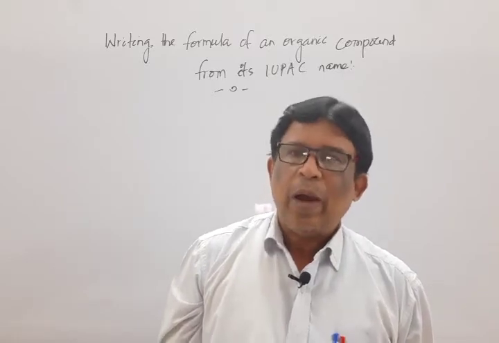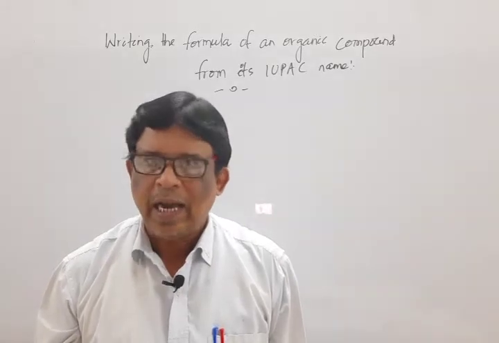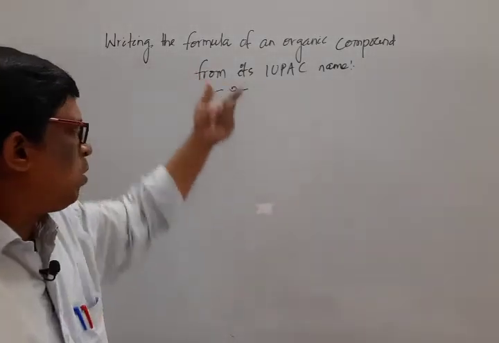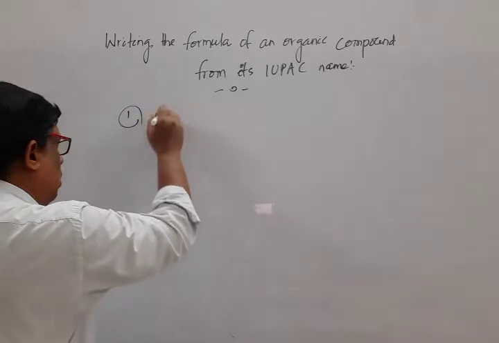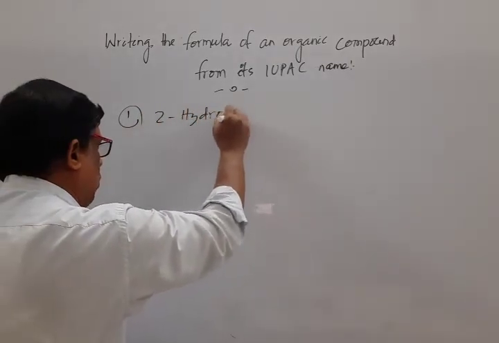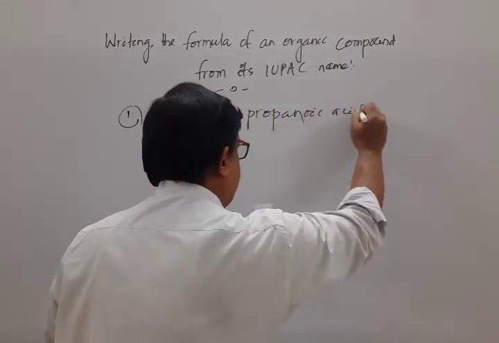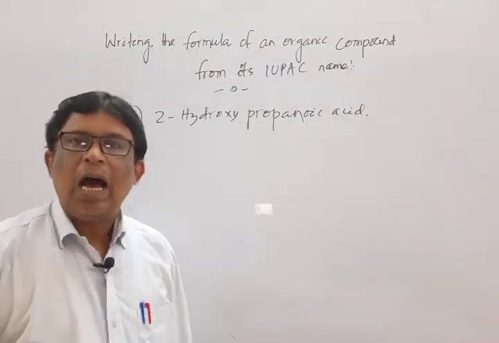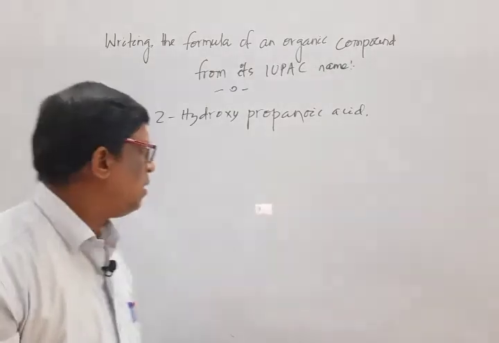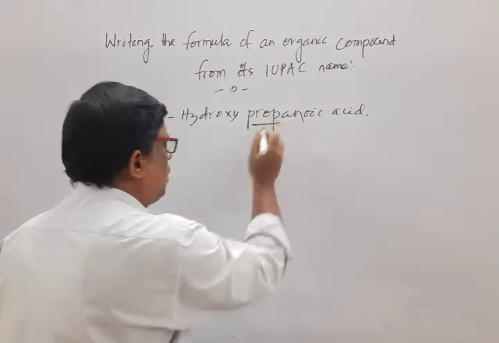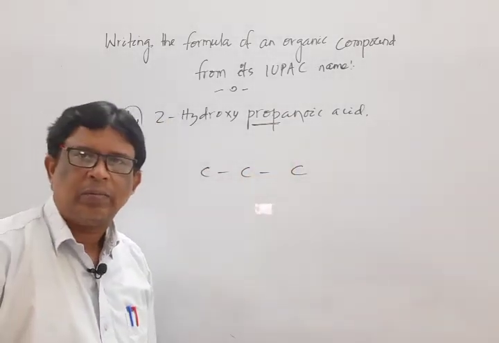Okay, by using this, let us write the formula of some organic compounds. I give one example, mark that. One name is given, 2-hydroxypropanoic acid. Suppose one IUPAC name is there, how to write its structural formula? Mark that. First we have to focus on the root word. It is prop, meaning 3 carbon atoms. Draw the skeleton of 3 carbon atoms.